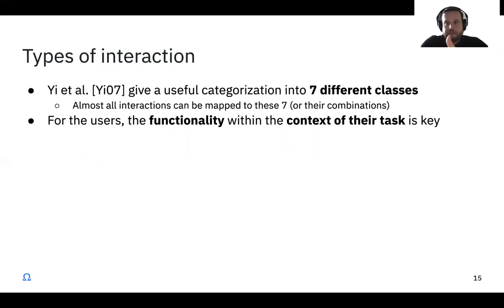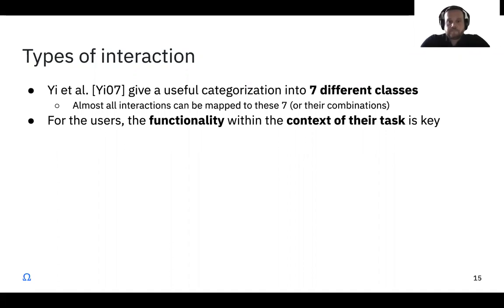You have to design your purpose, and then find out the tasks that fall under your purpose, basically. Regarding the types of interaction, there we also follow one of the cornerstones of visualization theory. That's a paper by C. Soon Yi and collective from 2007, and they give a very useful categorization into 7 different classes of interaction, which we're going to go over. What is interesting is that almost all interactions that are fathomable in an information visualization system can be mapped to these 7 or their combinations.